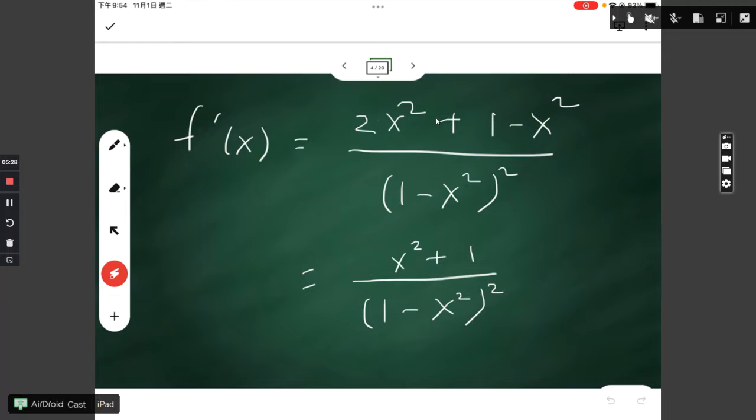And maybe in another video, I will show you how to do the quotient rule, and you're going to see that it will also lead to the same solution.